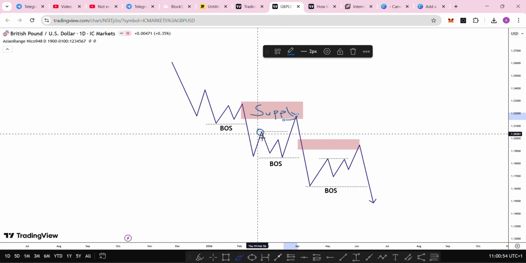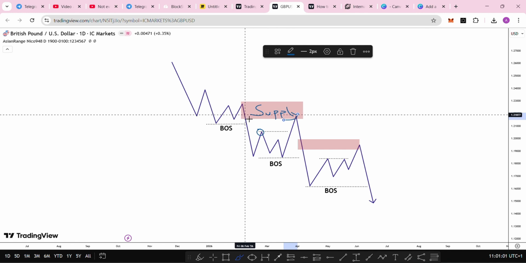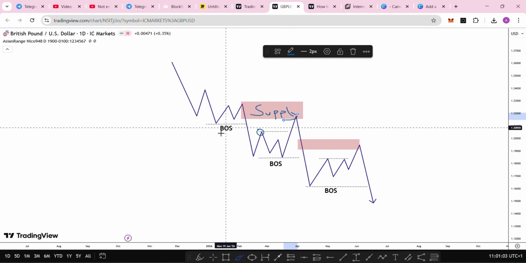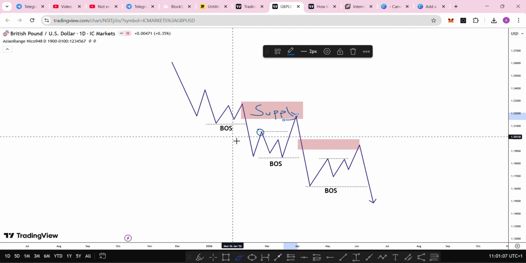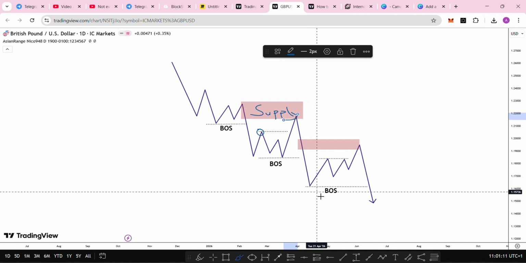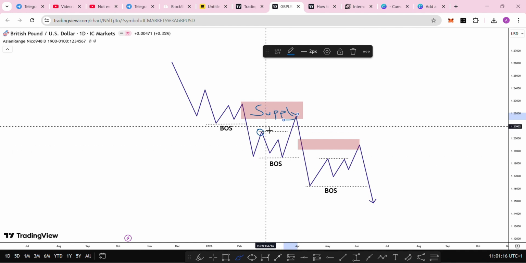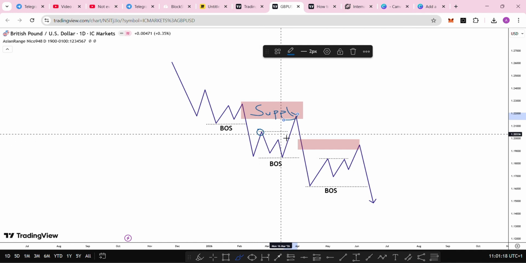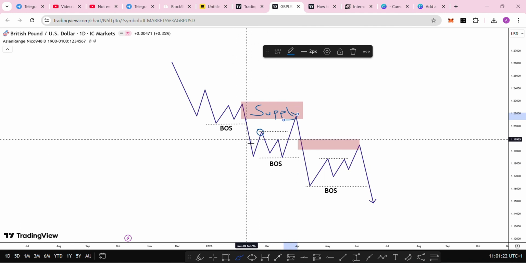So the moment it takes out this liquidity and it is sitting in a great supply zone again, that now validates this break of structure, that yes, we are truly in a downtrend, and you can take your trade towards the downside. So that is how to use this concept in conjunction with liquidity sweep.